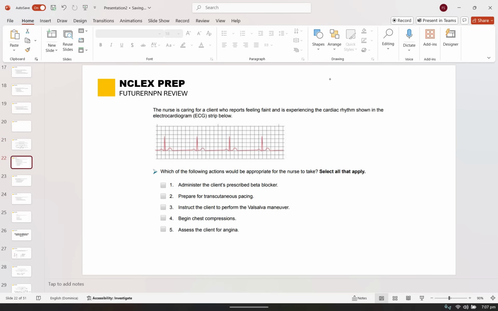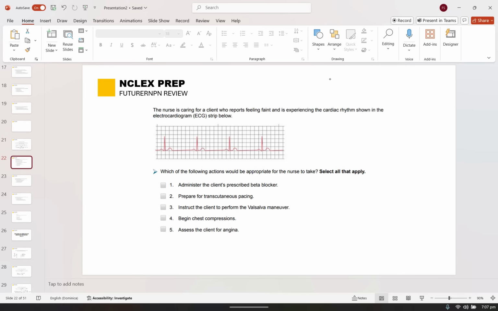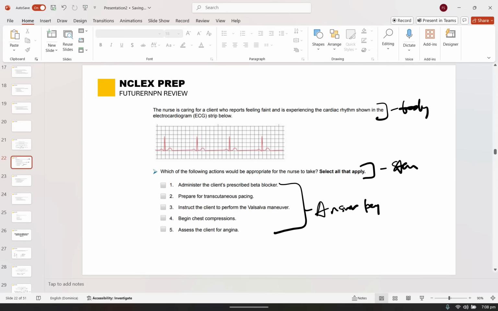Now, look at this question. We've done this question, but this time around we are using what? The reverse engineer question method. Now, look at the question. I'm not going to read this question. I'm going to pay attention to what? The answer keys. Let me give you the breakdown of this question so that you understand where I'm paying attention. This is the body of your question. This is the stem of your question, and then these are your answer keys. So I'm only going to pay attention to the answer keys.